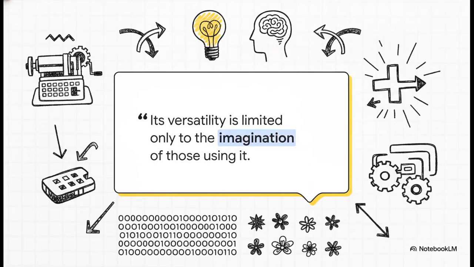Now, early on, people kind of thought of computers as just these extremely large, single-purpose adding machines. But that's a super narrow view. As our source points out, its versatility is limited only by the imagination of those using it. Think about that for a second. Because a computer's basic instructions can be combined in an infinite number of sequences, its potential is boundless. It's a truly universal machine, literally restricted solely by the creativity of the humans programming it.